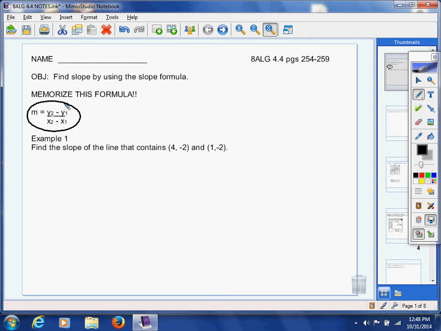Now, this formula, let me read it to you. It says m equals y sub 2 minus y sub 1 divided by x sub 2 minus x sub 1. Now, I hope you're tying this in as the change in y divided by the change in x. We've actually already used this formula earlier. You didn't know you were doing this.